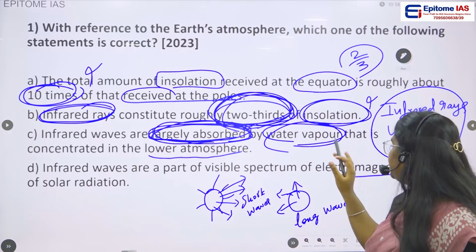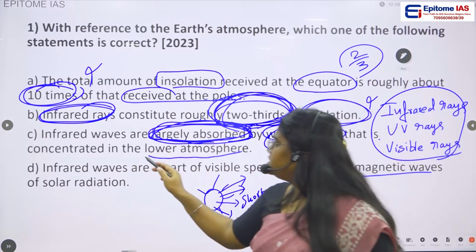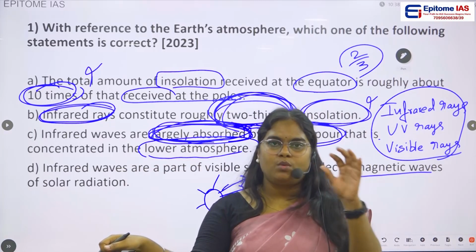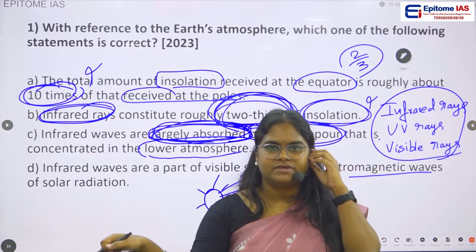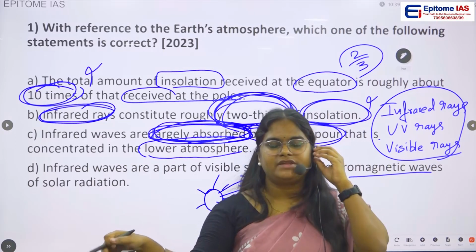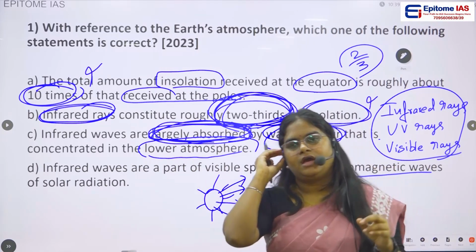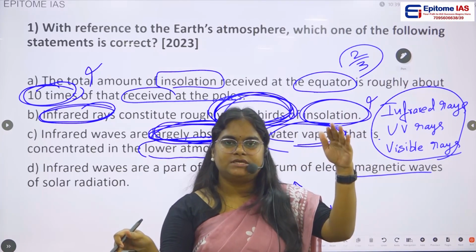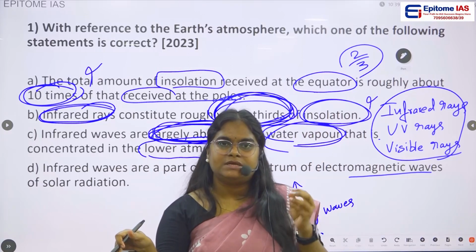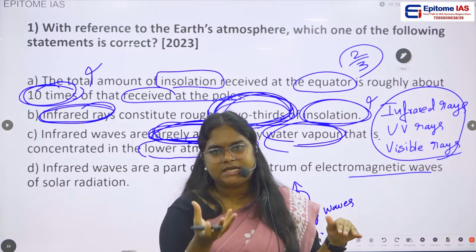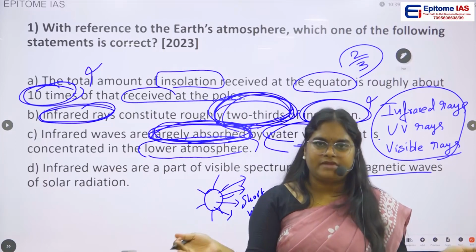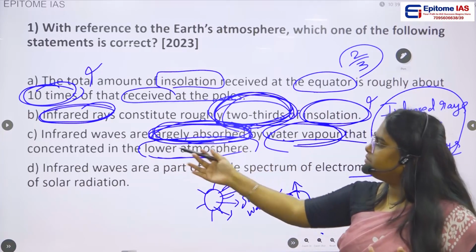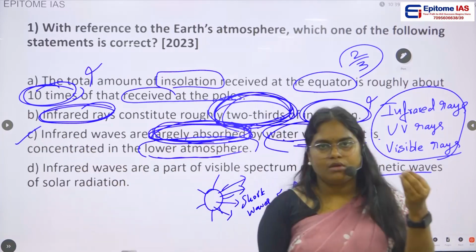Then the second part says that it is concentrated in the lower atmosphere. They are saying that the water vapor is concentrated in the lower atmosphere. Is that true? Yesterday we saw one of the questions about water vapor, and we already saw that with increasing altitude, the water vapor decreases. What it means is the lower atmosphere contains the maximum amount of water vapor. Simple. So the second part of the statement is also correct. The first part is also correct. So the correct answer would be option C.